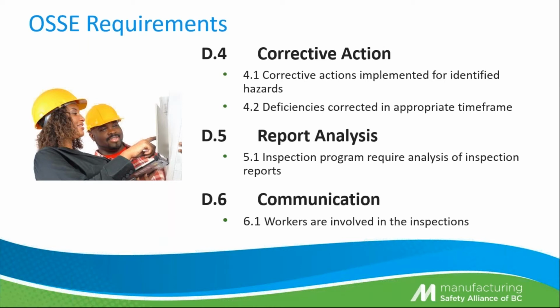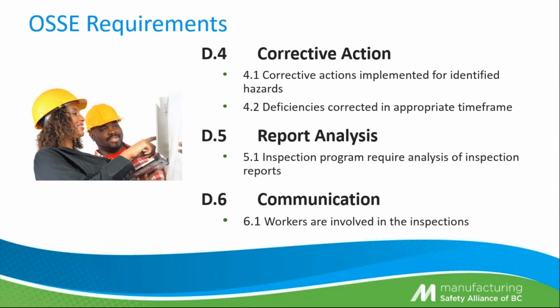Next is the corrective actions. Corrective actions need to be implemented for identified hazards, and deficiencies need to be corrected in an appropriate time frame. If you follow the corrective action log, you will document the time required from the time a hazard is identified to the time the hazard is rectified. And from that, you can judge how effective your safety program is. Report analysis. From your inspection reports, you can trend them and say, where are my issues happening? And as a result, make changes to improve your production process.